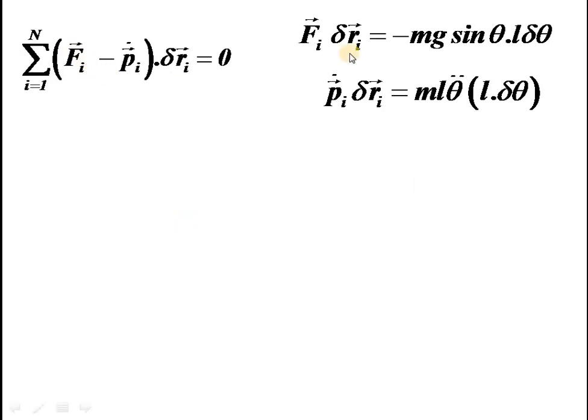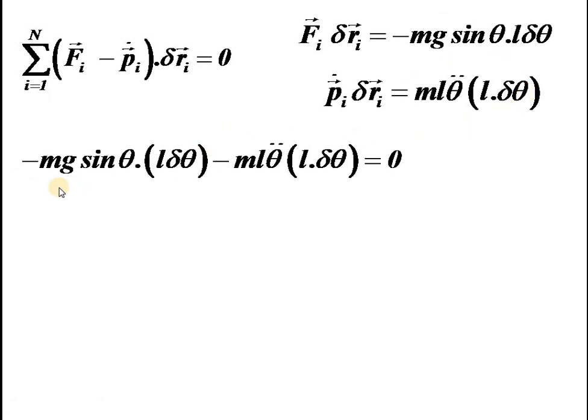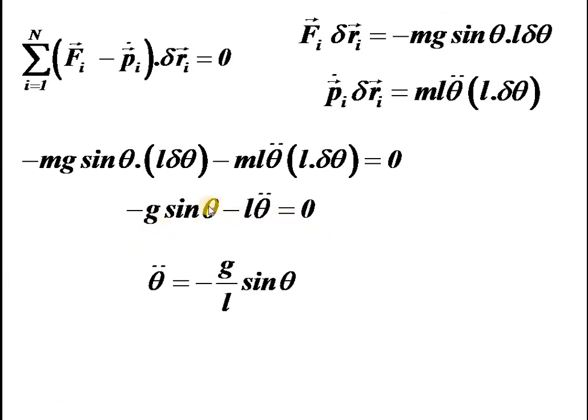We have the D'Alembert's equation. Let us put in the values which we already calculated. We have minus mg sin theta L delta theta minus ml theta double dot L delta theta. Common things we can remove. What is left behind will be minus g sin theta minus L theta double dot equal to 0. Or you can rearrange this equation: theta double dot equals minus g by L sin theta. So this is nothing but d square theta by dt square equals minus g by L sin theta.